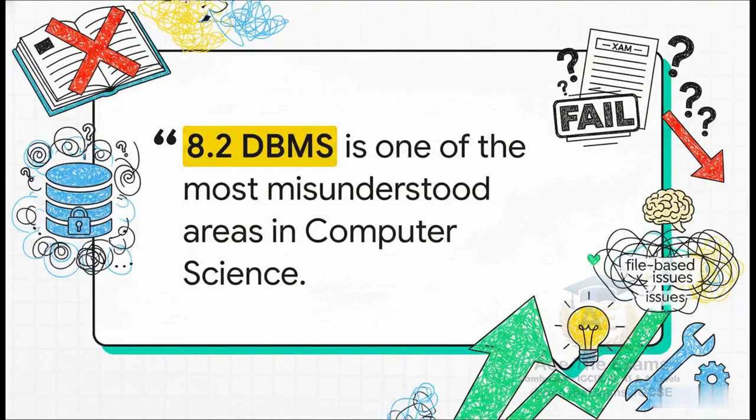When we sit down and really look at the principal examiner reports, there is a glaring, massive pattern that emerges every single time. Year after year after year, 8.2 database management systems is flagged as one of the single most misunderstood areas across the entire computer science syllabus. It's actually kind of crazy. Students are walking into the exam hall thinking that just having this sort of raw, surface-level memorization of file-based issues, like knowing what data redundancy is, basically, is going to be enough to get them a passing grade. Well, I'm here to tell you, it's absolutely not.